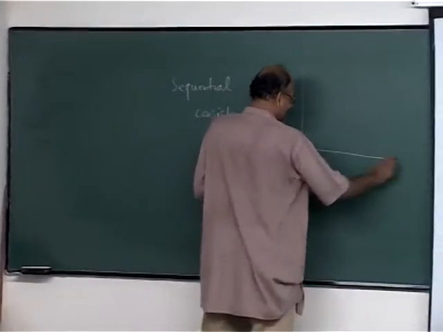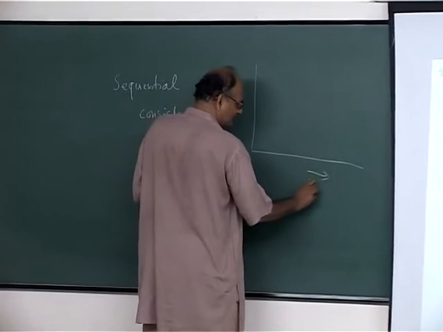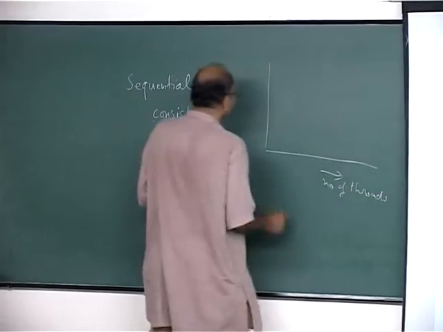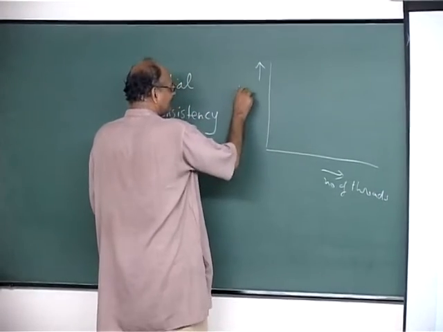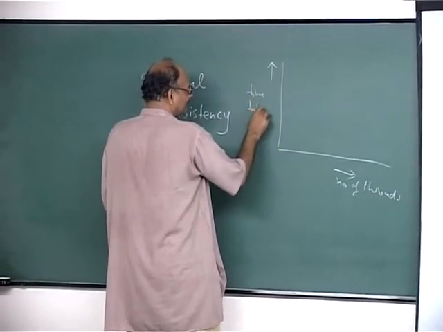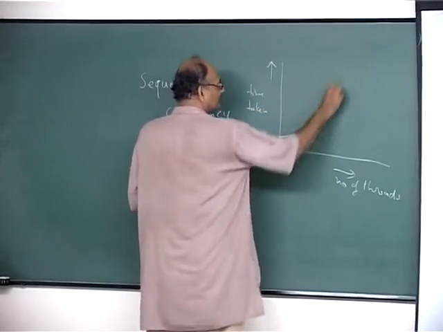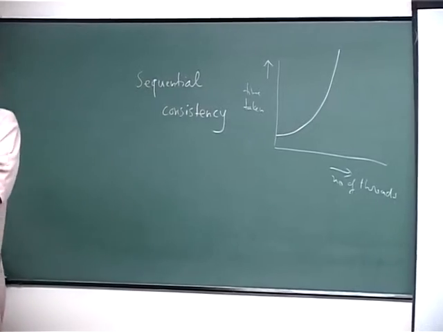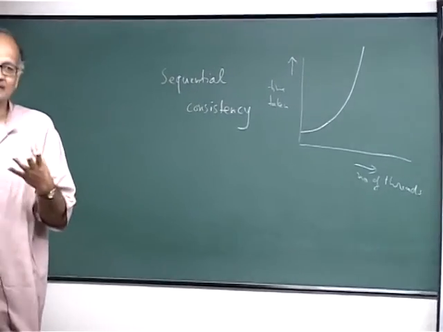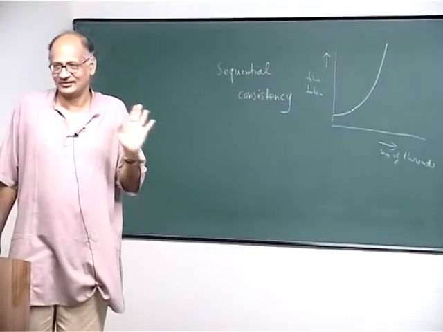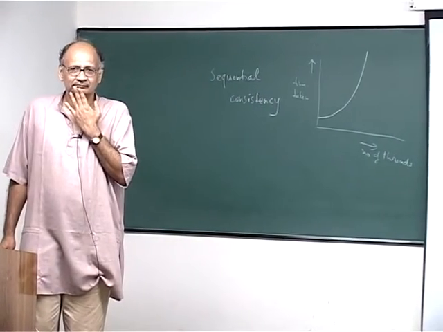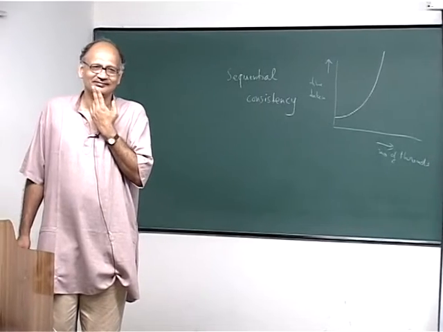I think it's something like this. Supposing this is the number of threads, and this is, let's say, some time taken or something like that. And the performance goes like this. As the number of threads increases, this becomes slower and slower to execute. Why do you think this happens?